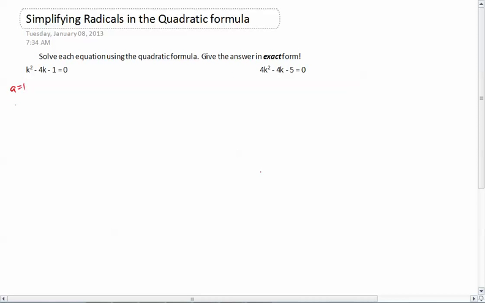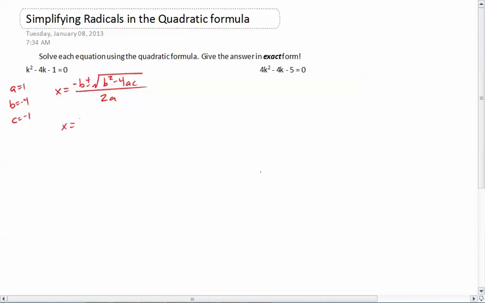We're going to say a equals 1, b equals -4, and c equals -1. And so we're going to go x equals negative b plus or minus the square root of b squared minus 4ac all over 2a. And you should be familiar with the quadratic formula by now.